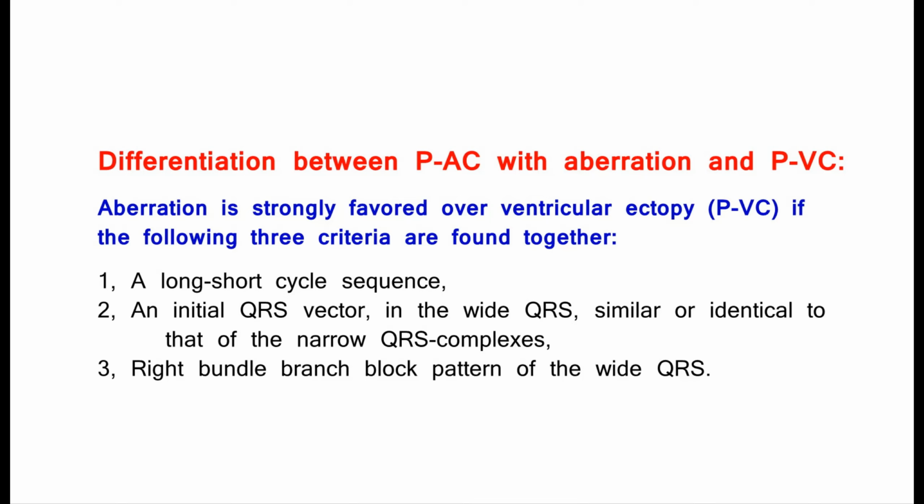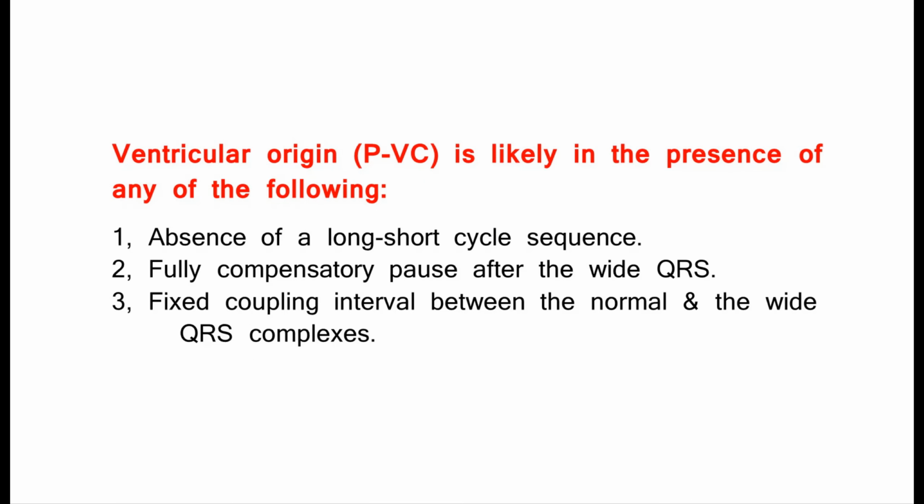1. A long short cycle sequence. 2. An initial QRS vector, in the wide QRS, similar or identical to that of the narrow QRS complexes. 3. Right bundle branch block pattern of the wide QRS. Ventricular origin, PVC, is likely in the presence of any of the following. 1. Absence of a long short cycle sequence. 2. Fully compensatory pause after the wide QRS. 3. Fixed coupling interval between the normal and the wide QRS complexes.